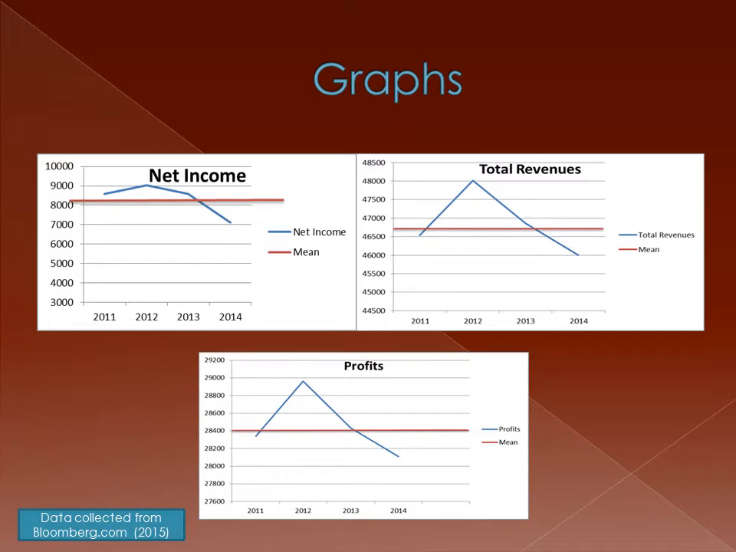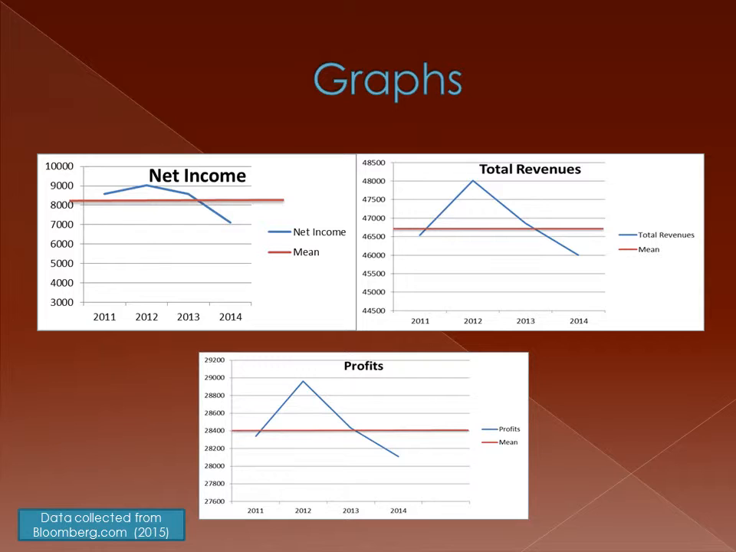These graphs were created from data collected from Bloomberg.com for Coca-Cola. We can see that the net income, total revenues, and profits graphs were created. We can see starting in 2011 through 2014 the data that was collected. We see that starting out on the left-hand side of each graph, it was roughly where the average was, and then it saw a steep incline to a positive trend in 2012, but since then it's had a negative or downward shift in the trending.